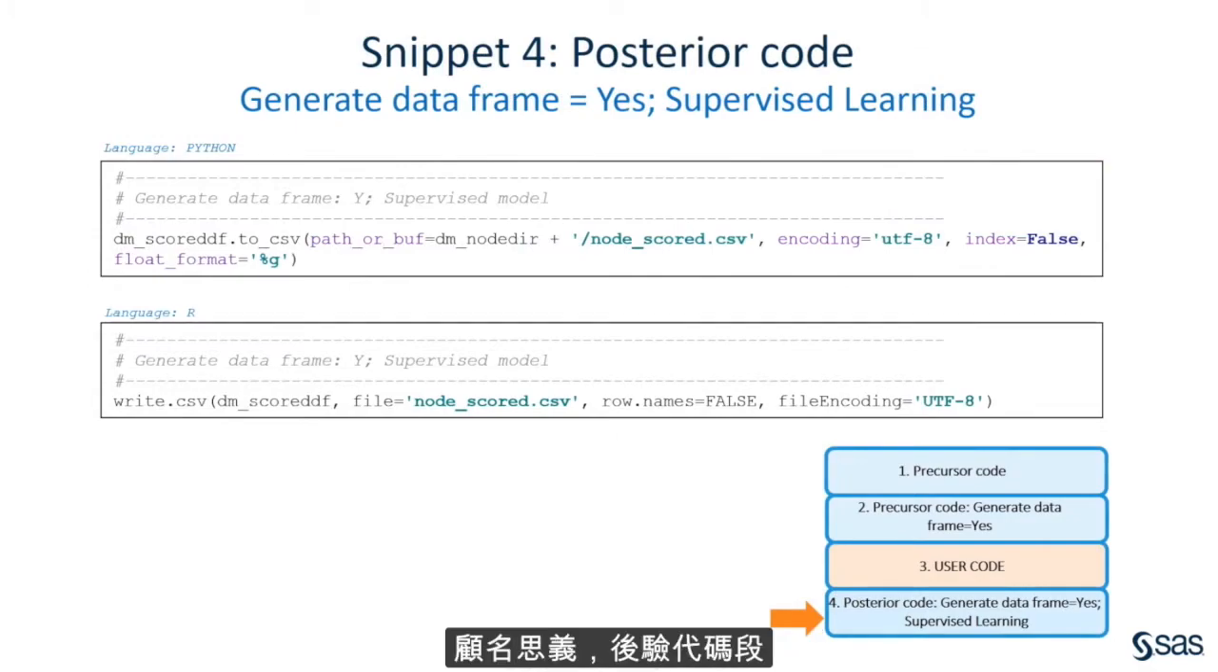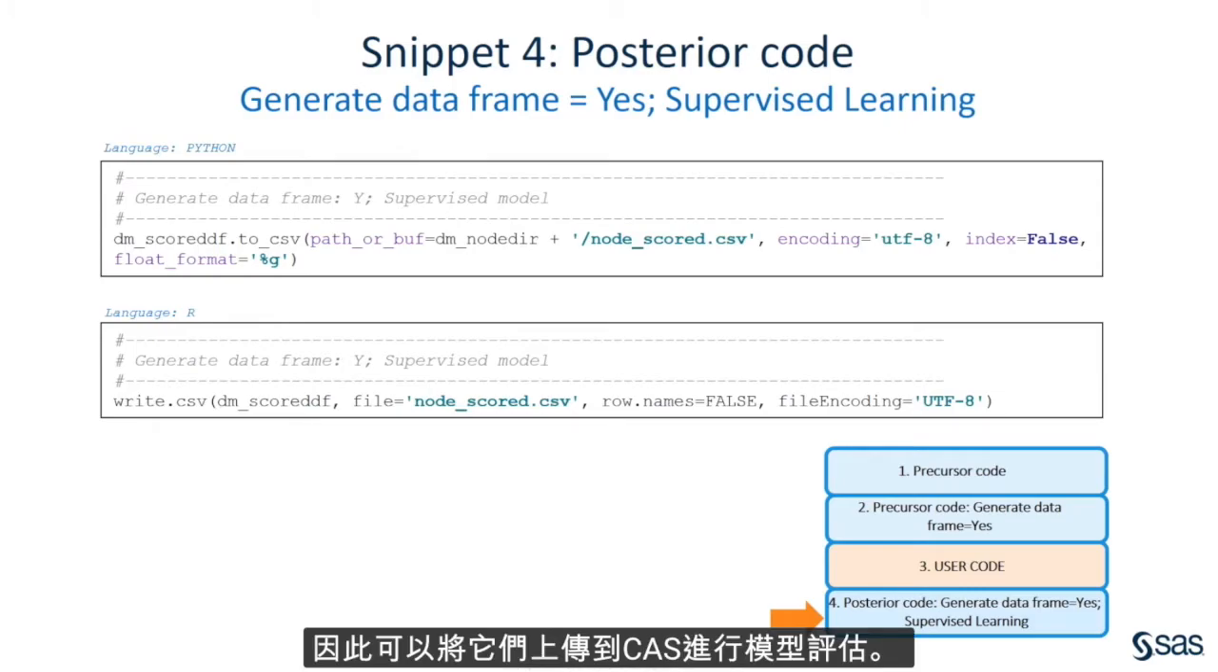In R, all the categorical variables are also converted to factors as part of this step. The posterior code snippet, as the name implies, is added after the user code and converts the data frame containing predictions back to CSV so they can be uploaded into CAS for model assessment. What I mean by model assessment is the computation of model fit statistics like misclassification rate for binary or nominal targets or mean square error for interval targets.